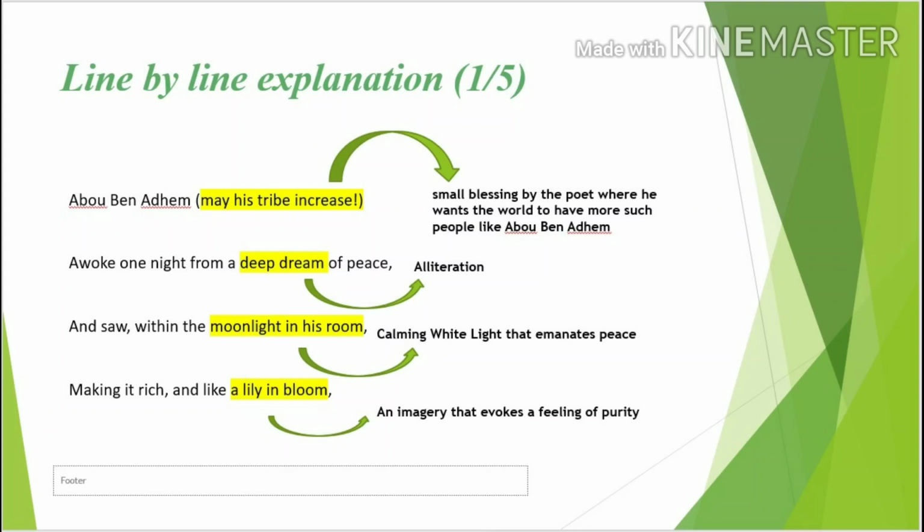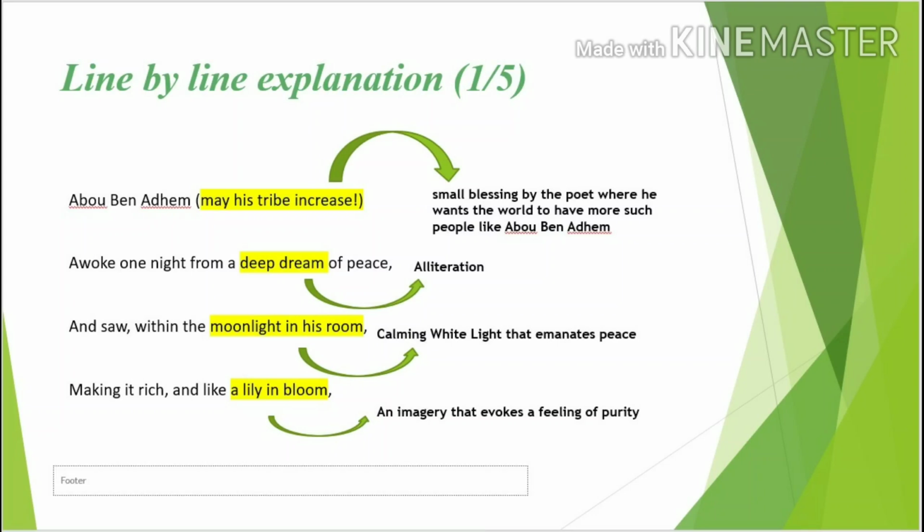Now, these poetic devices actually give a lyrical quality to the poem. Also, there's this fixed rhyming scheme. Increase and peace. Increase in the first line and peace in the second. So, that gives you a rhyming scheme too. And saw within the moonlight in his room, making it rich and like a lily in bloom. Now again you find room and bloom.